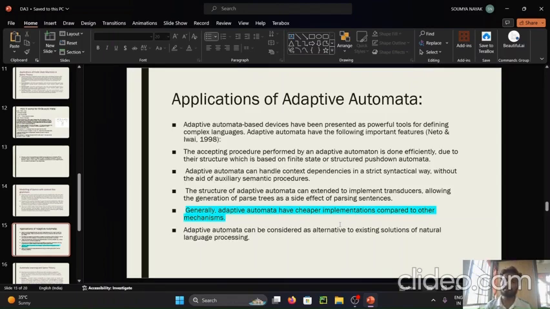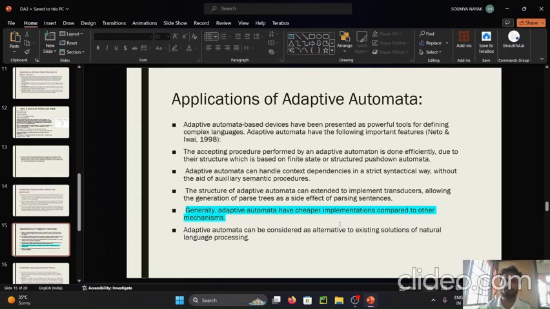The accepting procedure performed by an adaptive automaton runs efficiently due to its structure, which is based on finite state or structured push-down automata. So basically, it is combining both the finite state and push-down automata. Adaptive automata can handle context dependencies in a strict syntactical way without the aid of auxiliary semantic procedures. The structure of adaptive automata can be extended to implement transducers, allowing the combination of fast parsing as a side effect of parsing sentences. Adaptive automata can be considered as an alternative existing solution for natural language processing.